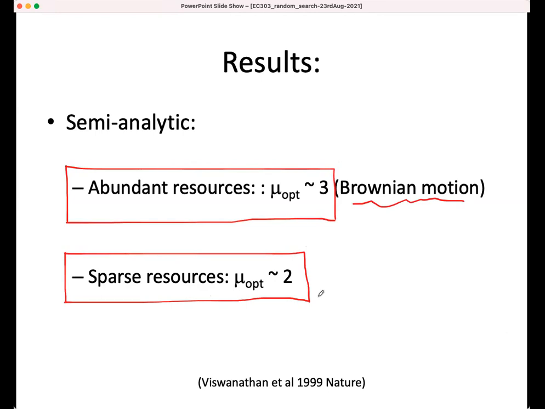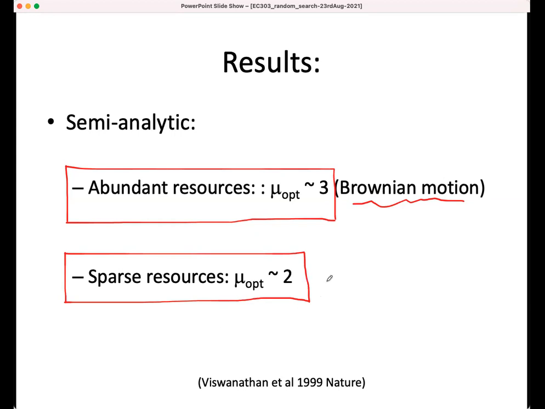Remember that mu equal to 2 is a very, very interesting point. At exactly 2, both the mean and the variance are infinitely large. But anything beyond 2, the mean becomes finite, but the variance continues to be large. Okay. So this is what they mathematically prove.